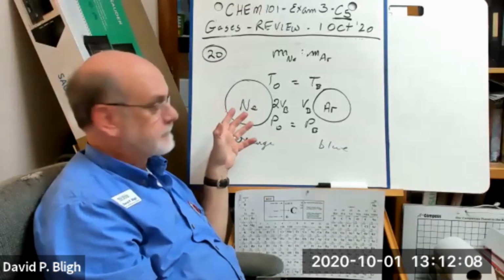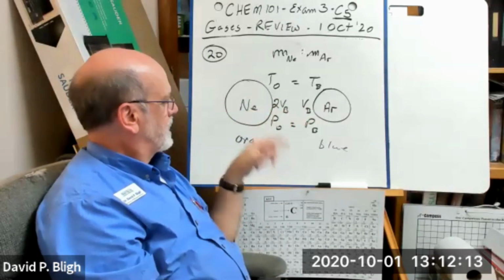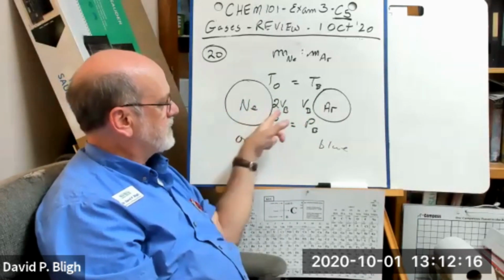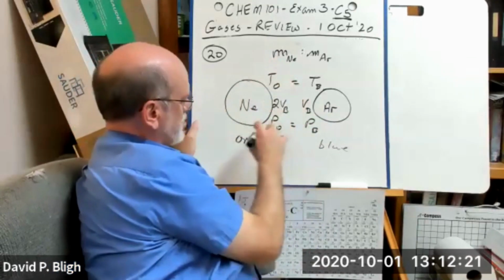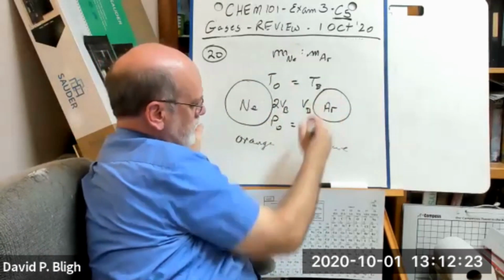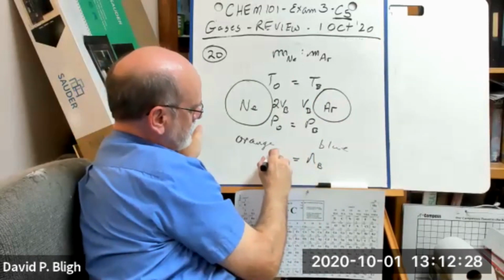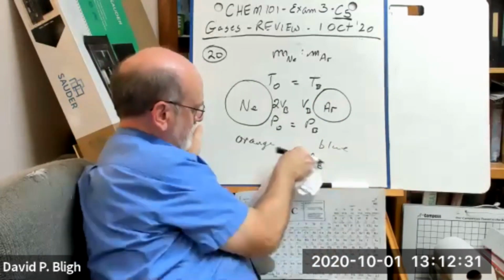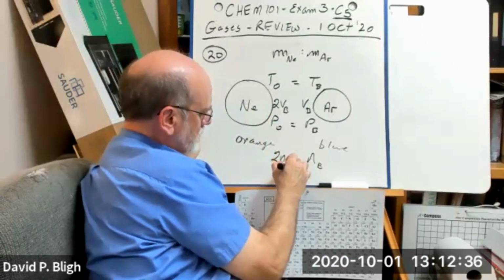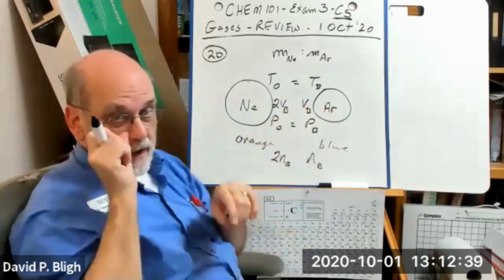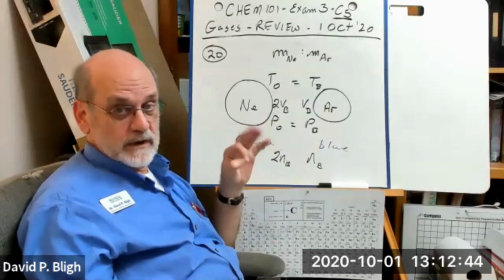Number of moles. So what's the mole relationship between these two? If this one is twice the volume of that one, it has twice the moles. So if this is the number of moles, then the number of moles over here is twice the number of moles of that one. Okay, now we can say something, but we don't have all the information we need, do we?